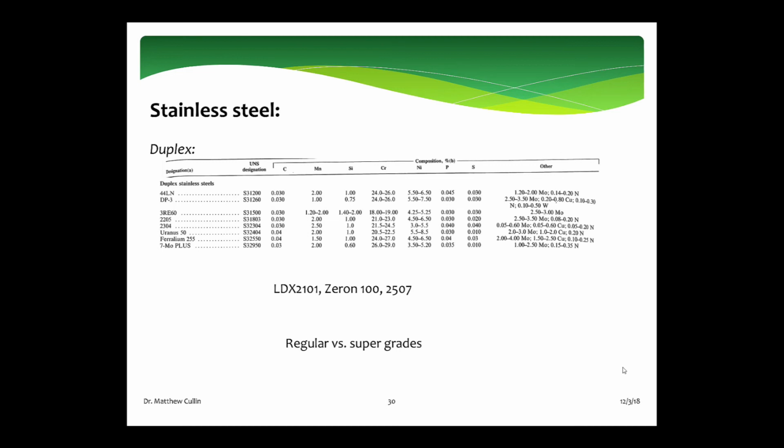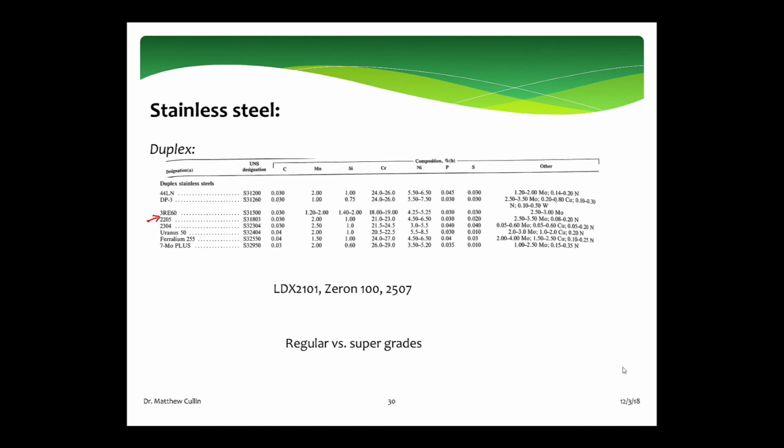So LDX, Xeron 100 is a popular duplex stainless steel. 2507, that's a super grade. So I think both Xeron and 2507 are super grades of duplex stainless steel. Yeah, 2205 is kind of your plain Jane duplex. So that would be a regular duplex.